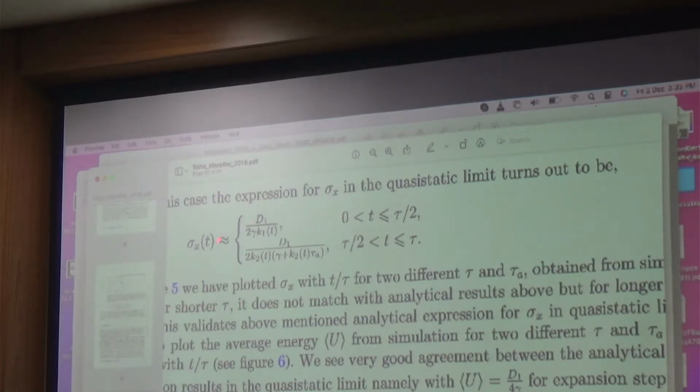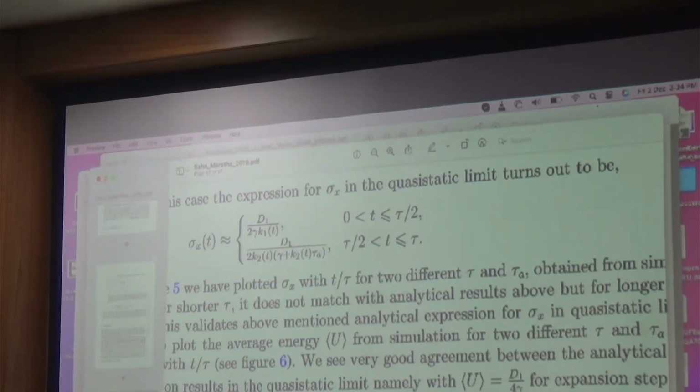This is the sigma for the thermal part. This D1 is 2 gamma kBT. Here also like that. And here you see the tau a. This is the correlation time. So the moment you put tau a to be 0, we are getting back the thermal width. So actually the thermal width is decreased when you have this kind of activity, at least in this kind of model.